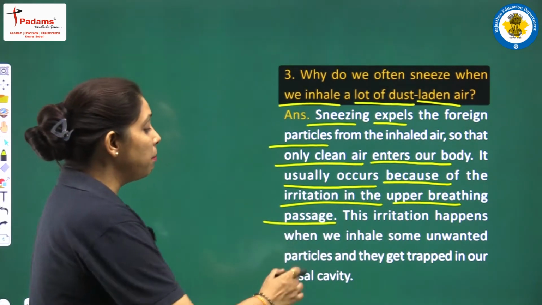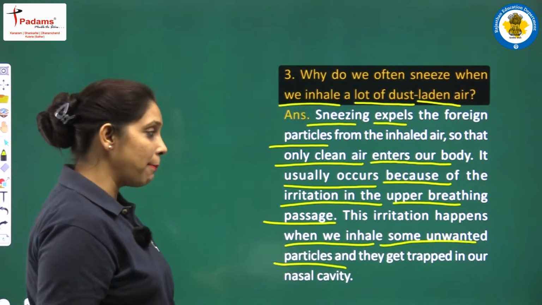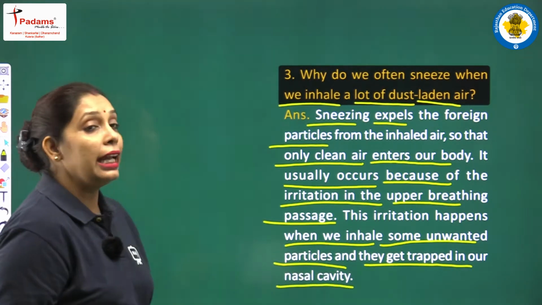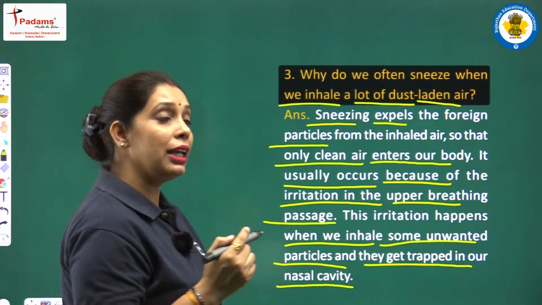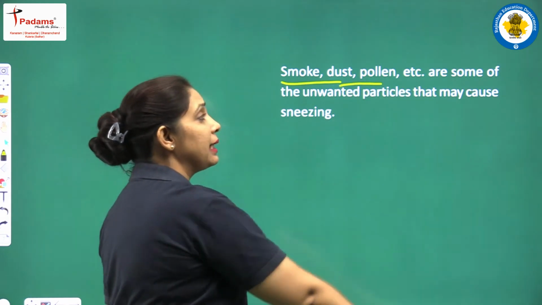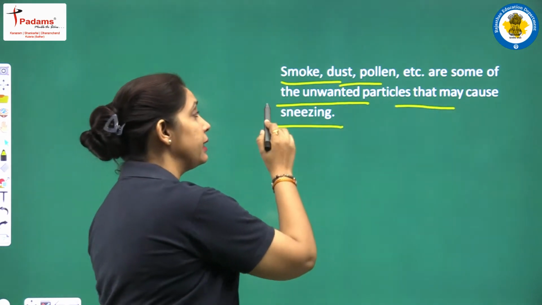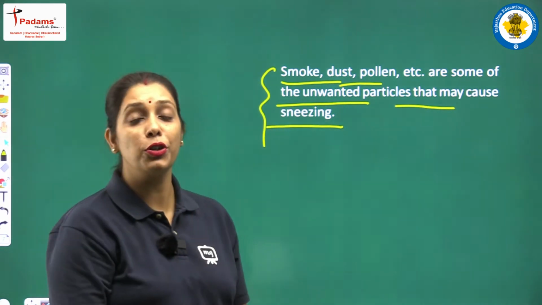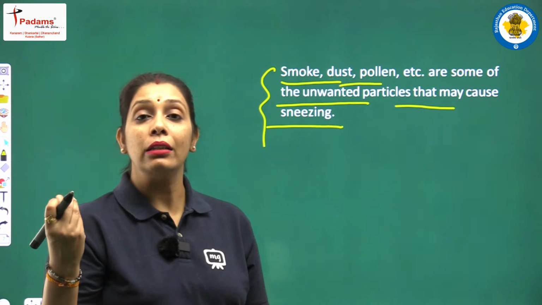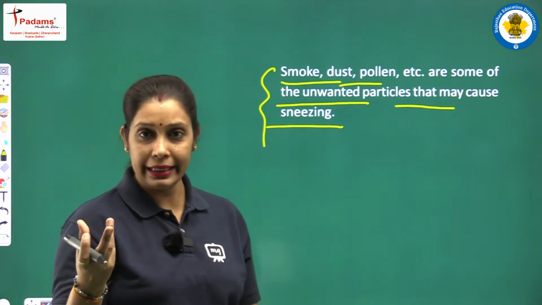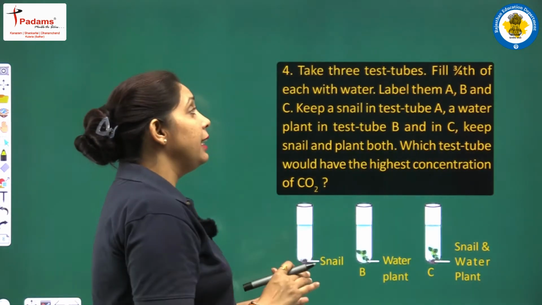This irritation happens when we inhale some unwanted particles and they get trapped in our nasal cavity, and in our nasal cavity we have hairs there. Okay, so further we will write smoke, dust, pollen, etc. are some unwanted particles that may cause sneezing. ये एलर्जेंस भी होते हैं, इनसे लोगों को एलर्जी भी होती है. You must have seen that some people are allergic to flowers, especially the pollens which are found on flowers, isn't it?